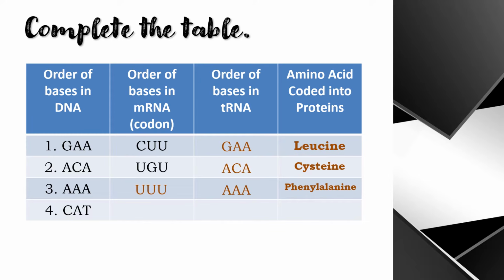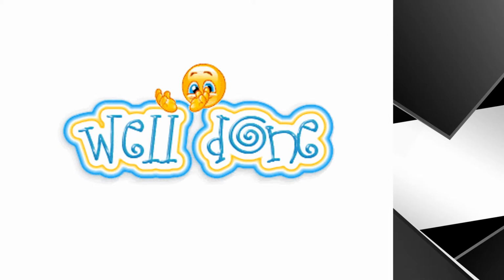phenylalanine. Very good. Finally, for number 4, we have cytosine, adenine, thymine. For the mRNA, guanine, uracil, and adenine. For tRNA, we have cytosine, adenine, uracil, and for the amino acid, that's correct, valine. Well done, learners! That signifies that you learned a lot from our previous lesson. Let's start!